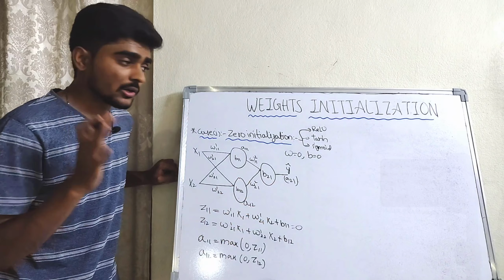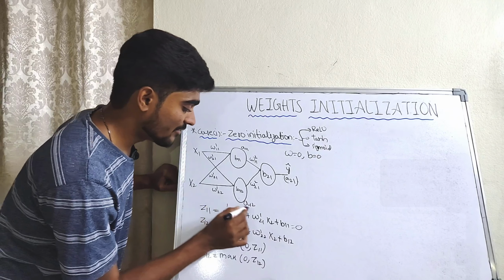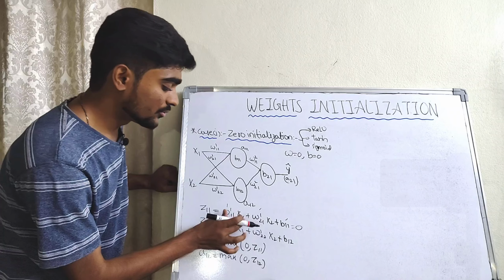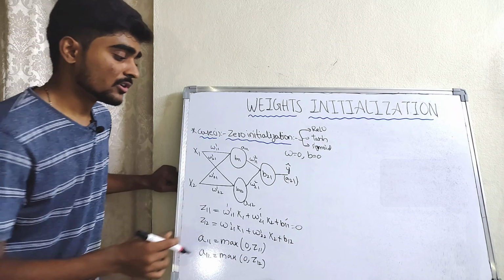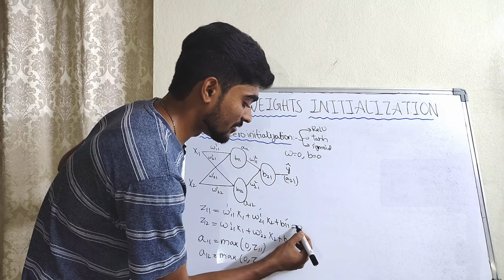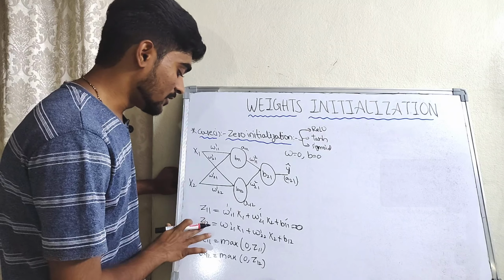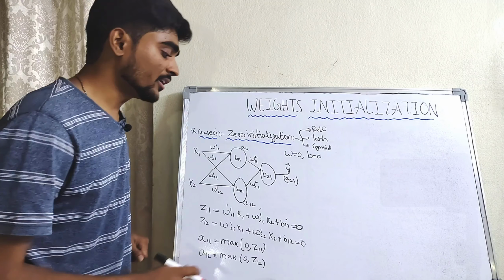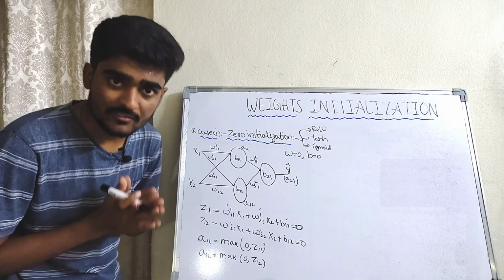We have already seen that we initialize weights and bias to 0. Now this entire weights and bias are 0, so this term becomes 0, this term becomes 0, and this term becomes 0. So this entire z11 value is equal to 0. Similarly in the case of z12, it becomes 0. Now we'll be passing this z11 and z12 through relu activation function.